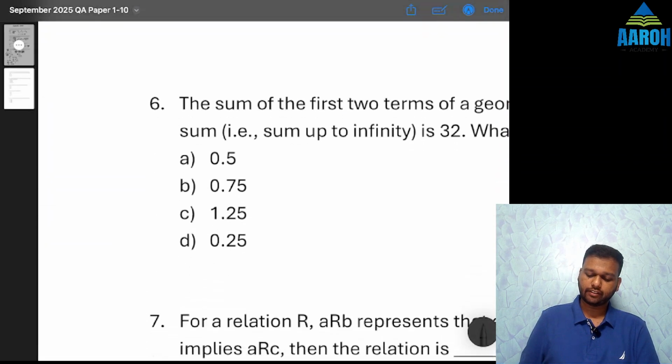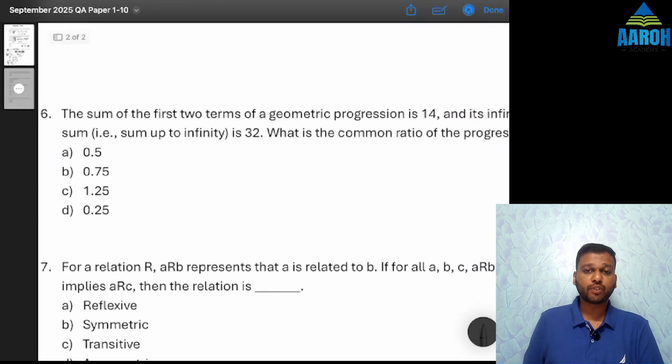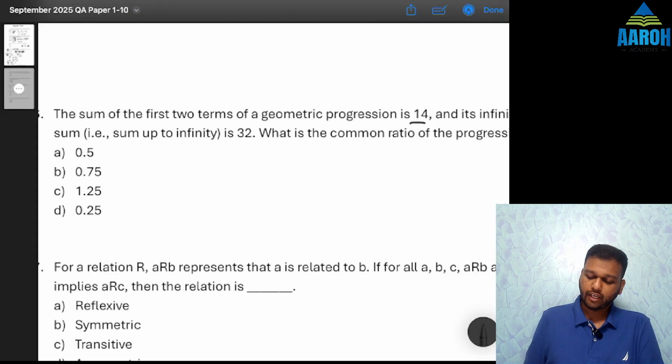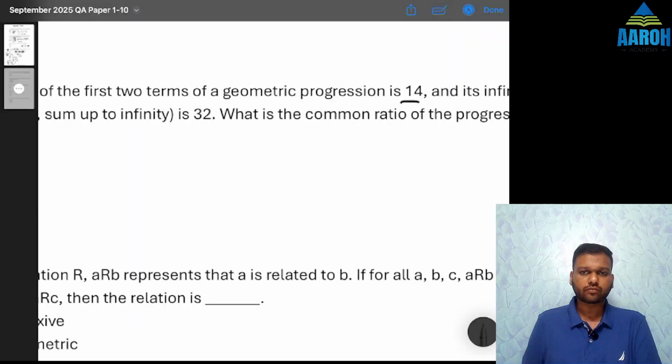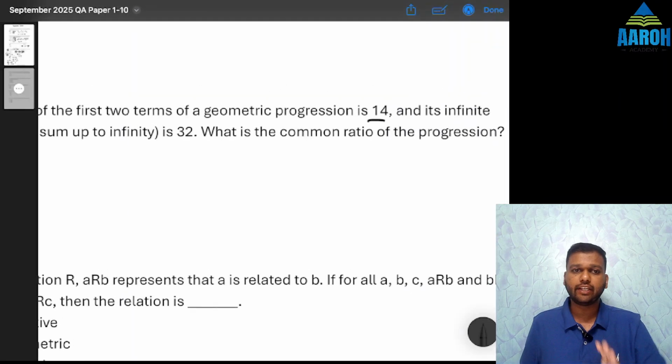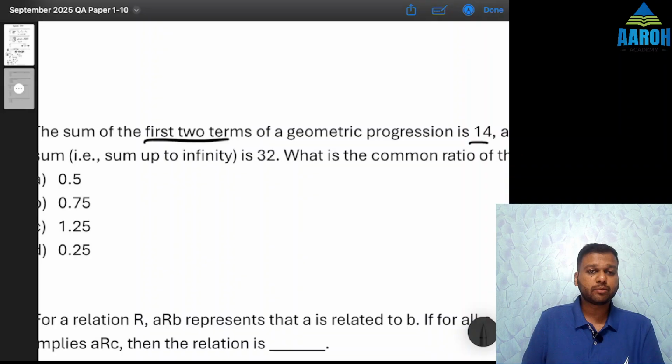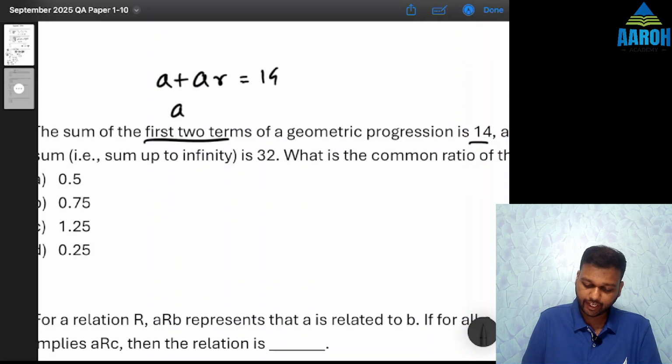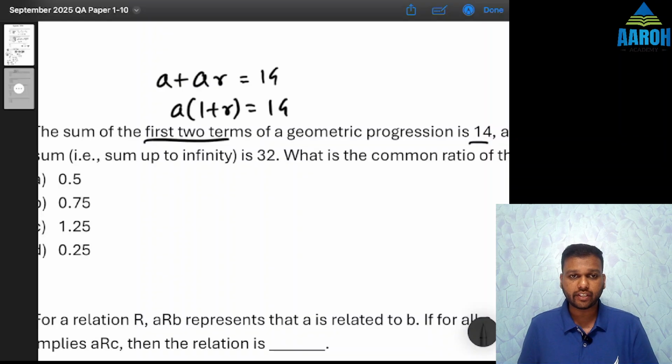Okay, fine. Next. Sum of first two terms of geometric progression is 14 and its infinite sum is 32. What is common ratio? This is a really good question. First two terms means what? First term is A, second term is A into R. So they are saying A plus AR is equal to 14. Okay, let's simplify this. A into bracket 1 plus R is equal to 14. So we have one equation.